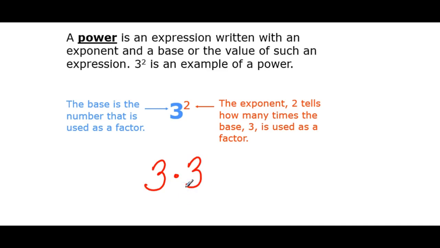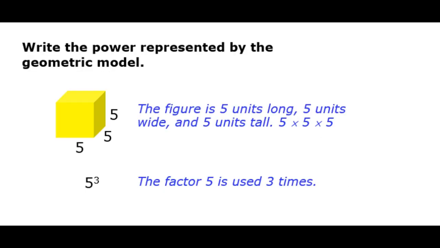If it was 3 to the 5th power, that would be 1, 2, 3, 4, 5 3's multiplied together. You never multiply the base times its exponent. All right? So I'm asking you to write these. So this is 5 by 5 by 5.